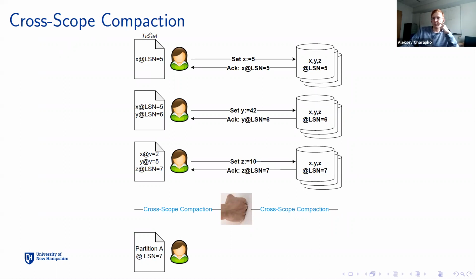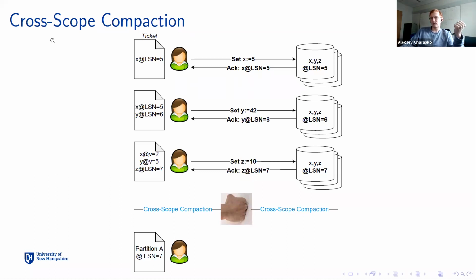Cross-scope compaction is, let's say, you actually have a system that has these LSN numbers, right? Sequence numbers or transaction numbers, some global or at least per-partition way of keeping track of progress. So, as Alice keeps writing, maybe she wrote X at some version, it was at 5. She wrote Y at version 6. She wrote Z at version 7. If she has too many of these objects, at some point it may become more cumbersome to keep track of this big ticket instead of just keeping track of this one LSN number, right?